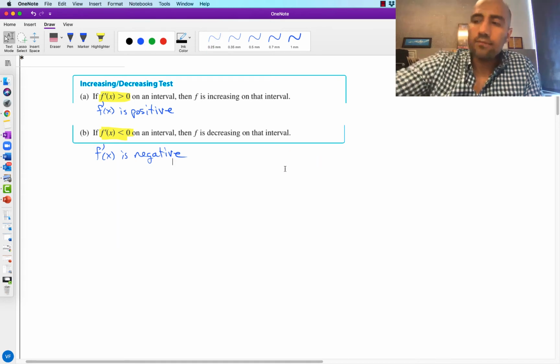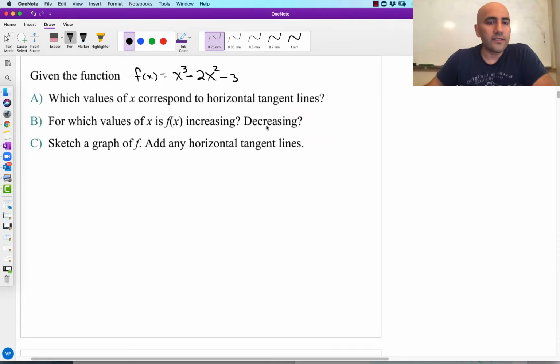Okay, so let's do an example. Say we are given this function: f of x is x cubed minus 2x squared minus 3. Part A. Which values of x correspond to horizontal tangent lines? Part B. For which values of x is f of x increasing? For which values of x is f of x decreasing? And finally, sketch a graph of f, showing any horizontal tangent lines.